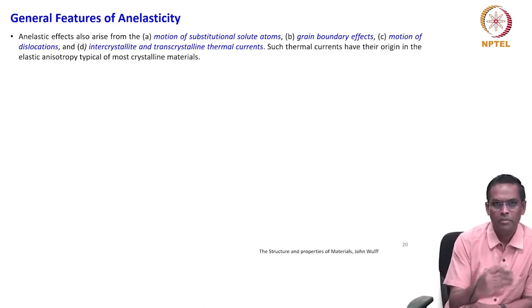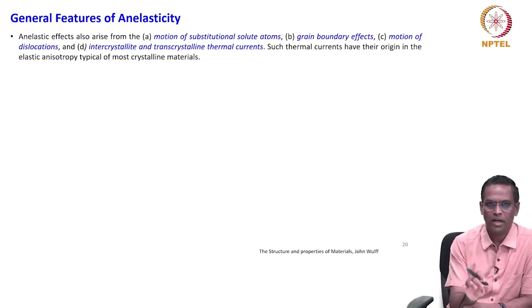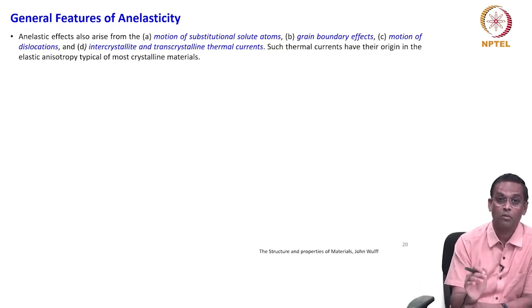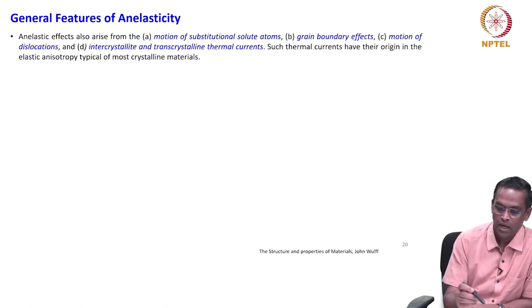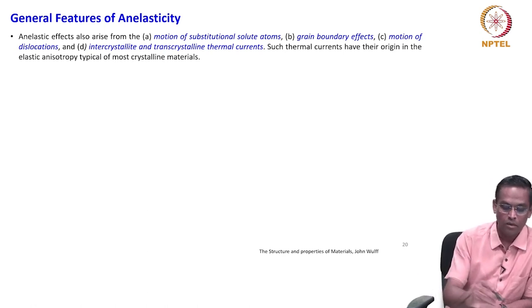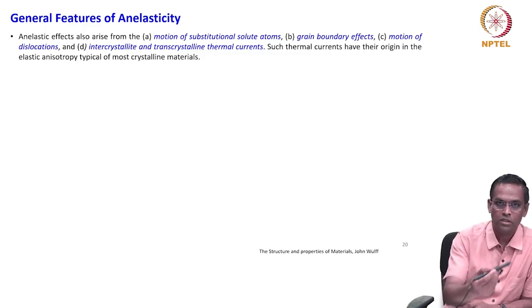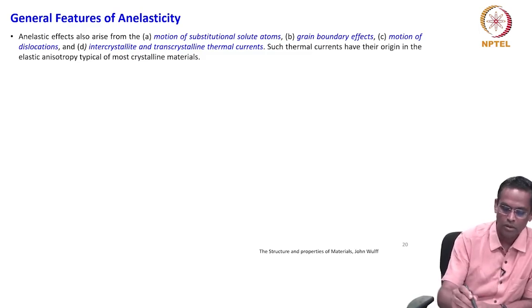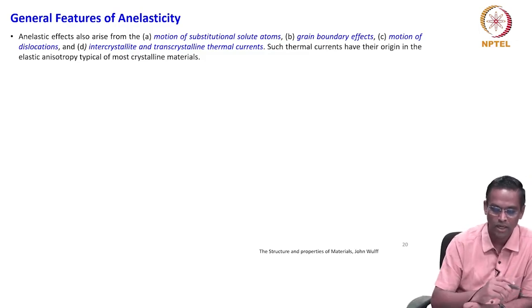So, we made general statements in the previous slides. Now, we are getting a little more specific, right? We just said thermal energy, now we are talking about intercrystallite and transcrystalline thermal currents. We just said defects generally, now we are talking about dislocations, motions of dislocations. We just mentioned atoms, now we are talking about substitutional solute atoms in addition to interstitial atoms. So, we are getting into specific ideas.